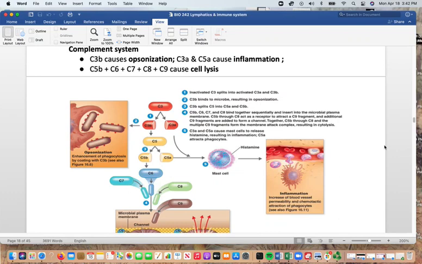So C3b is going to be the one that causes opsonization. C3a and C5a cause inflammation. And then C5b, C6, C7, C8, and C9 all cause cell lysis.